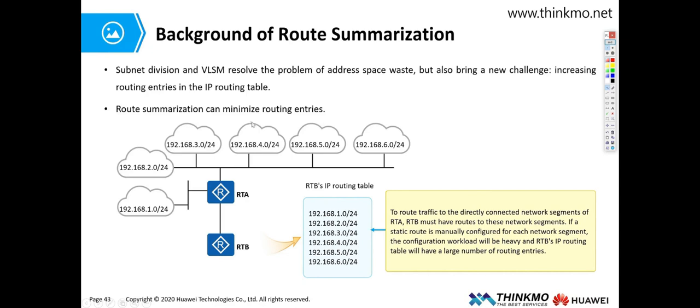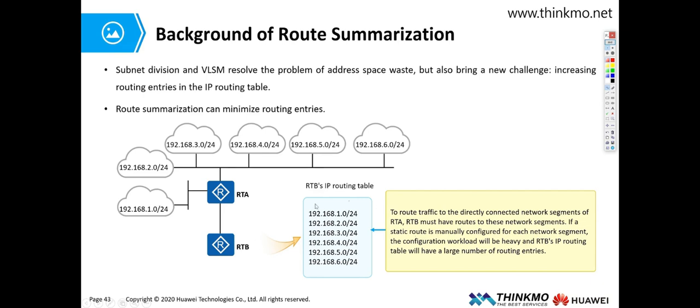Here, we can use route summarization to optimize these routing entries, reducing their number. If RTB wants to find 1.0, 2.0, 3.0, 4.0, 5.0, and 6.0, it must have these routing entries. If we configure static routes for each network segment, then the workload will be very large. Moreover, in RTB's routing table, there will be a large number of such routing entries.